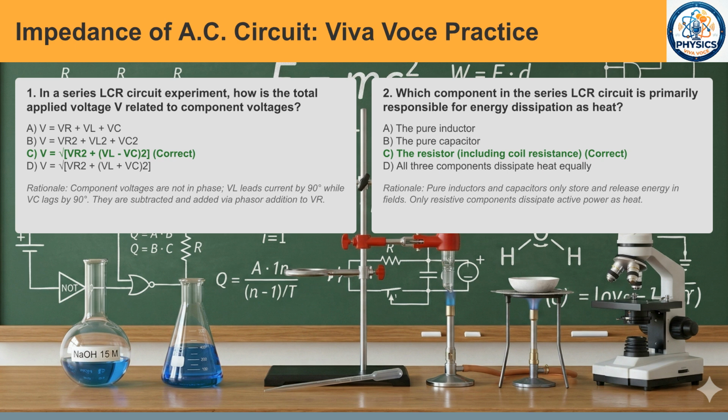The total applied voltage V in a series LCR circuit is calculated by the square root of the sum of the square of the resistive voltage and the square of the difference between inductive and capacitive voltages. Remember, only the resistor dissipates energy as heat.